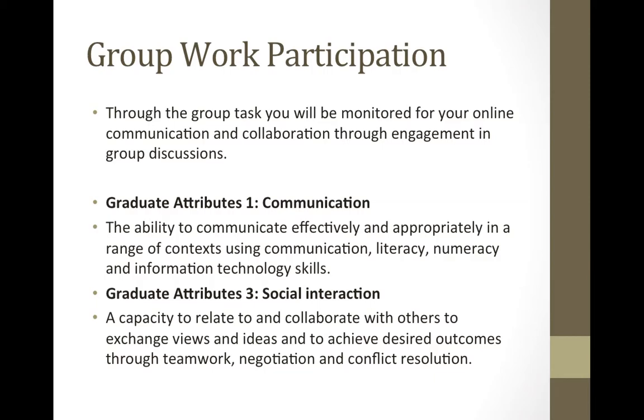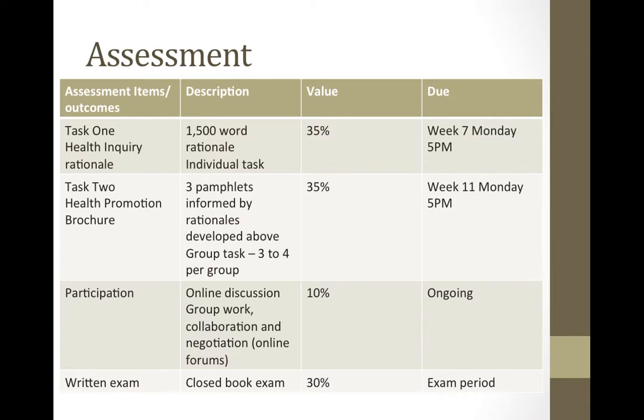So the assessment is broken down as follows. Task one is a 1500 word health rationale, where your tutors will discuss this in more detail with you, but it's really looking at the health priority areas. What are they? Drawing on a specific health priority area and justifying why that is a priority. What are the particular target groups that relates to? And that will probably be considered in regard to your group task, as that will really inform and give you that background to be able to tackle task two.